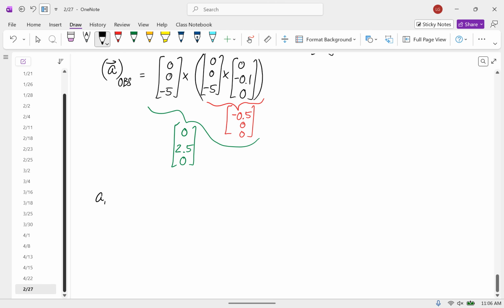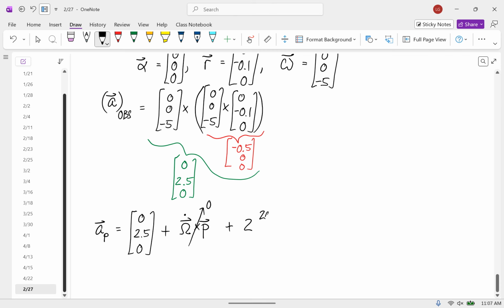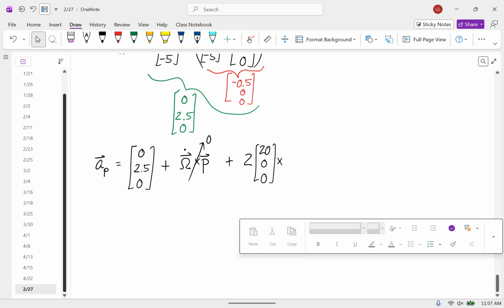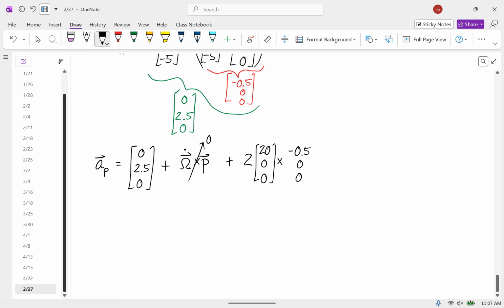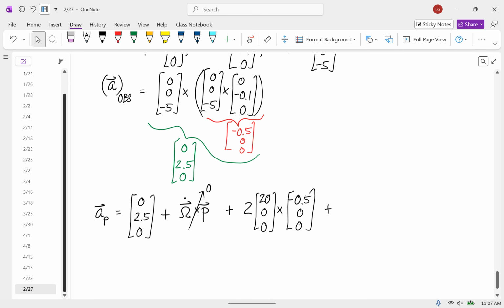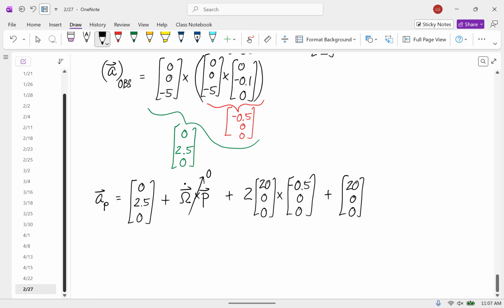And now finally we can put all this together. The acceleration of P is equal to the observed acceleration plus omega dot cross P, that's 0 because omega dot is 0, plus 2 times capital omega, 20, 0, 0, crossed with the observed velocity, -0.50, 0, 0, plus capital omega, so 20, 0, 0, cross the quantity 20, 0, 0 crossed with the position vector 0, -0.10.